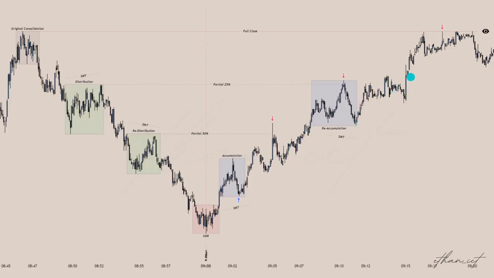So we see expansion higher, finally tapping into that original consolidation. And the first tap, I didn't really take profit, but the second one, I was like, all right, it's looking a little suspicious. So I just closed, and I didn't actually close at the original consolidation high. I think I closed somewhere in this area right here. Once it tapped into it, traded lower because we didn't get any sort of displacement past that point.